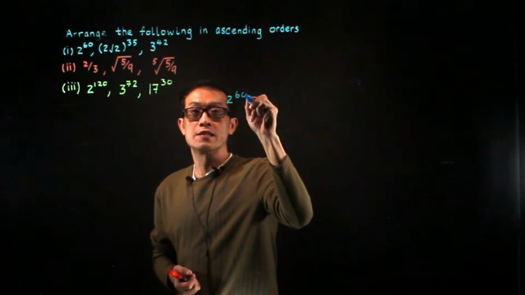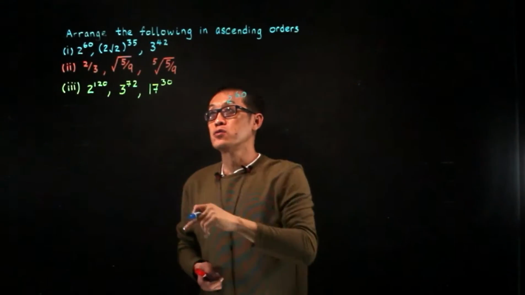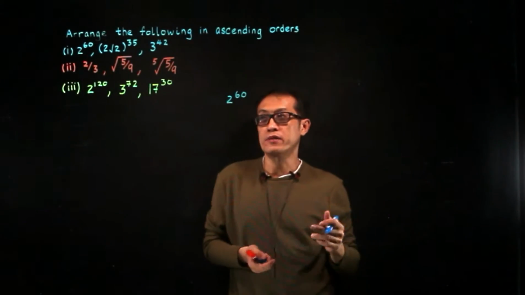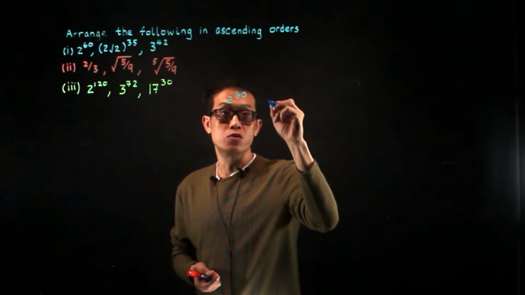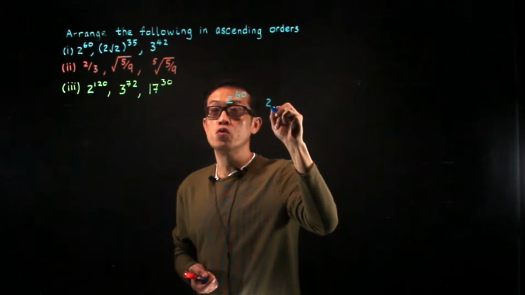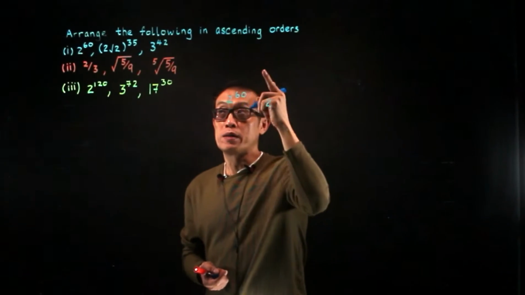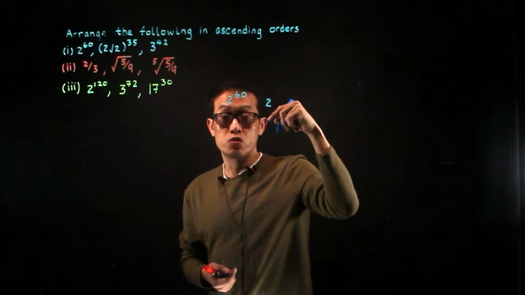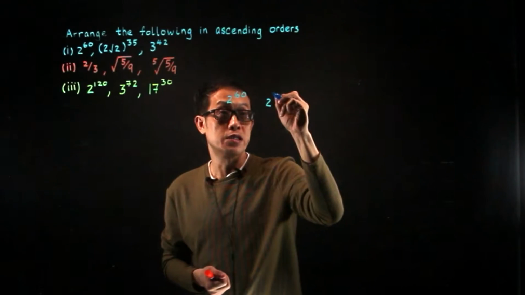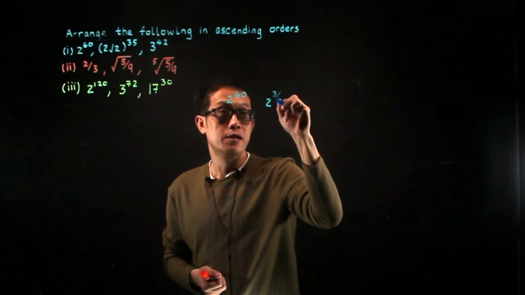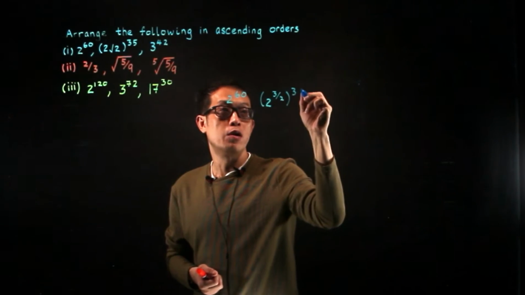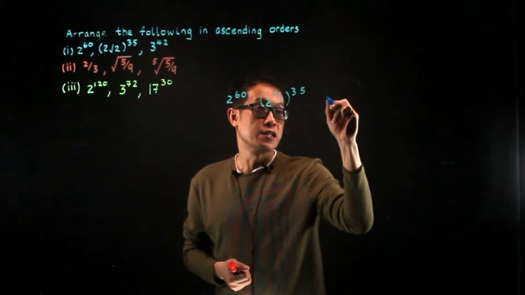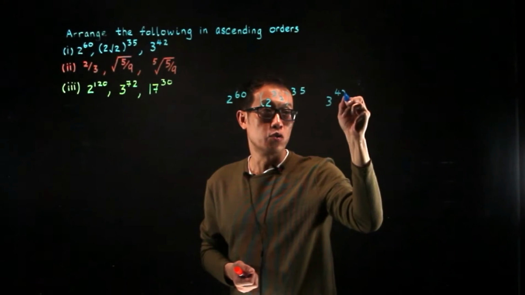2 to the power of 60. Now this is 2 times root 2 to the power of 35. It's quite unfriendly. Let's change it all to base 2. So this is 2 to the power 1 times 2 to the power half. Root 2 is 2 to the power half. So it's times, so the index you add. So 2 to the power 3 over 2, to the power of 35. And this is 3 to the power of 42.